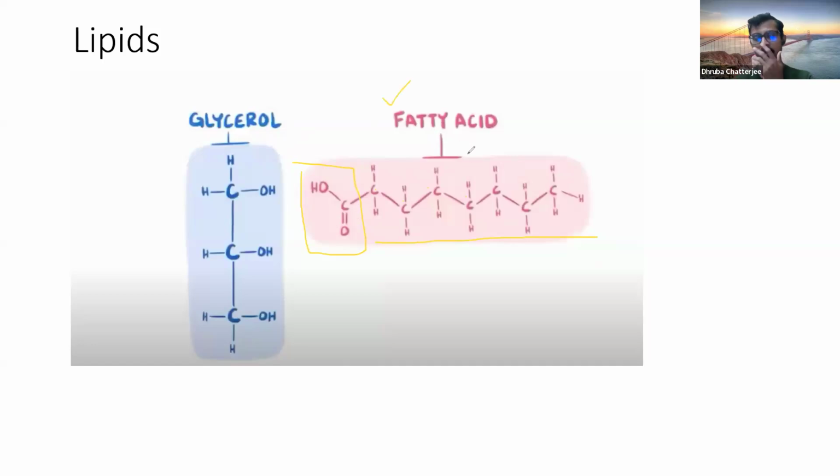Now the number of carbons in this hydrocarbon chain will be different. That leads to different fatty acids. It can be oleic acid, it can be myristic acid, it can be palmitic acid, etc.